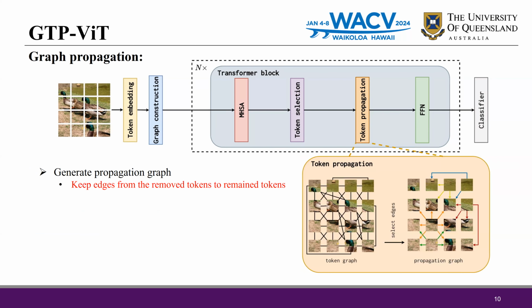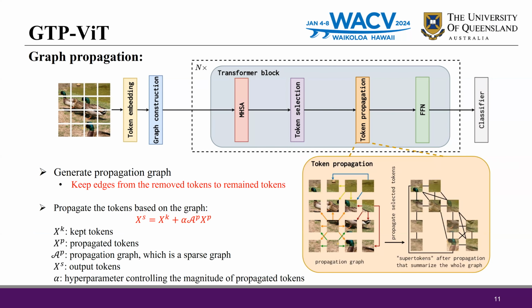After selecting those less significant tokens, we distribute the information to their kept neighbors on the token graph. We first extract the edges from removed tokens to the remaining tokens. And then we propagate the tokens based on the graph.